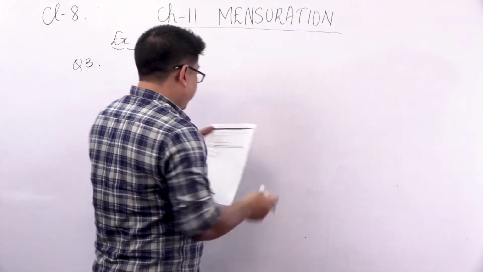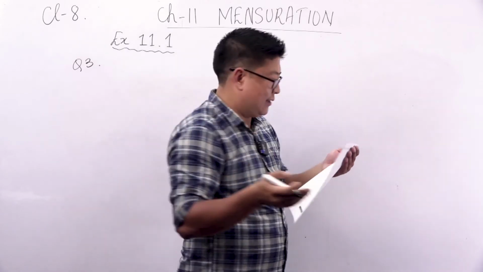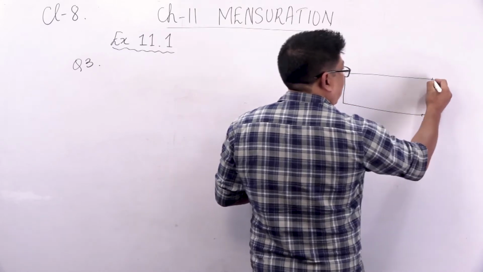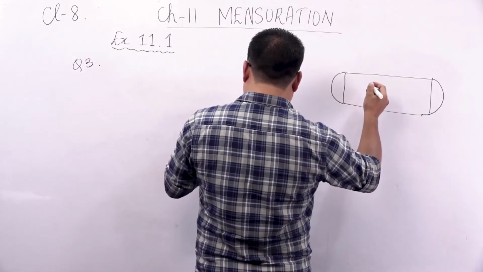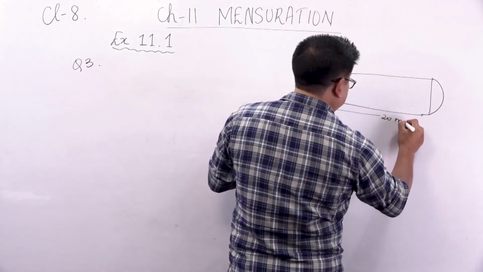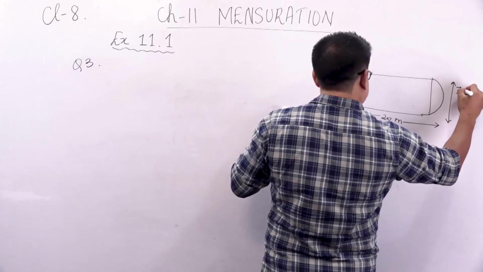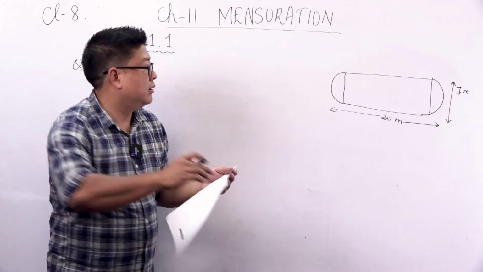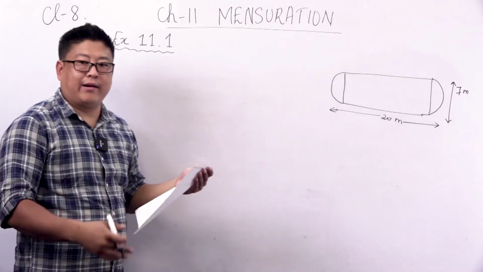Okay. The shape of a garden is rectangular in the middle and semicircular at the ends as shown in the diagram. So this is your figure, rectangular in the middle and semicircle at the ends. So they have given us the whole length is 20 meter, right? And the breadth is 7 meter. Now find the area and perimeter of this garden. We have to first find the perimeter and then find the area. Also find the area, okay?